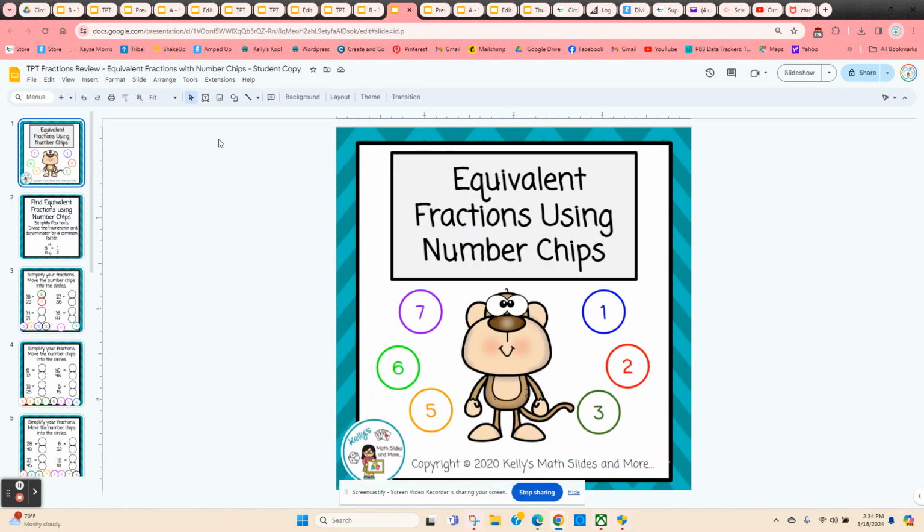So this is a digital lesson, equivalent fractions using number chips.